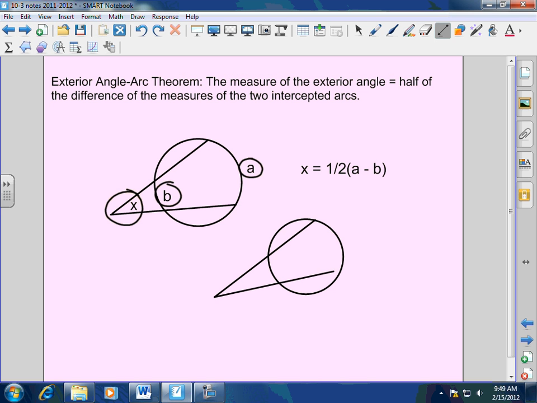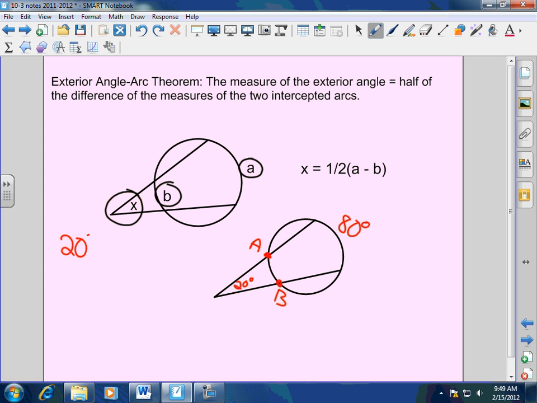If you had something like this, and I tell you that this was 80, and I said that this angle here was 20, and I wanted to find arc AB. How would I do that? Think about the formula. What was I given? Okay, I was given the X, thank you.